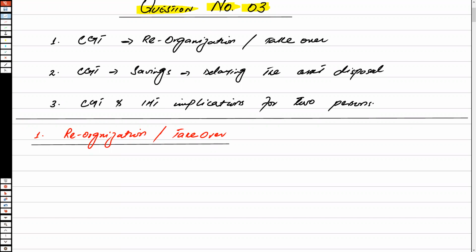Okay, now I'm starting my discussion. In the concept of reorganization or takeover, normally at the time of takeover, these transactions are held, like share for share exchange, which is also termed as paper for paper exchange.